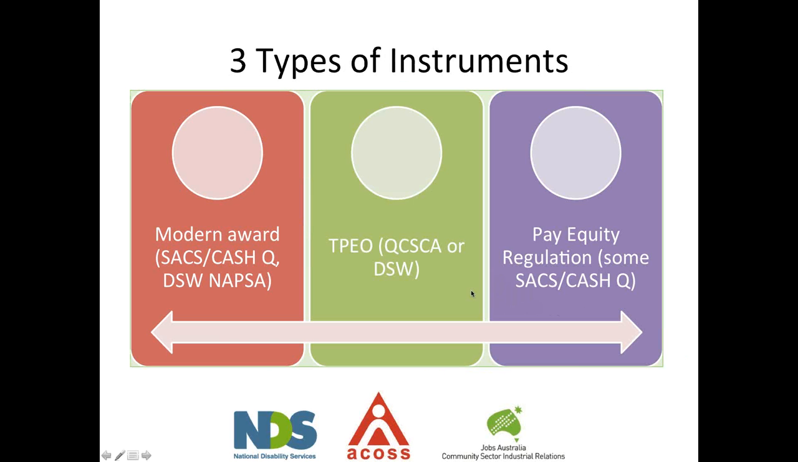So while it appears to be a complex issue, there are 3 types of instruments, and we've gone through how to determine which one applies. Obviously, if you need more advice, it's always good to get that from your employer association. So it's possible that the modern award will apply to you, or that you'll be sitting on one of the transitional pay equity orders, or the QCSCA or Disability Support Workers Old Award. And then of course there's those who came over to the QCSCA rates because they were subject to the regulation in March this year.